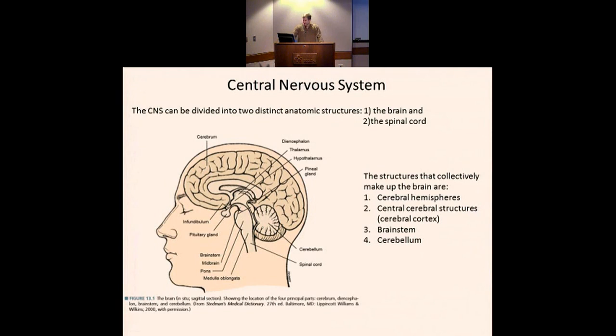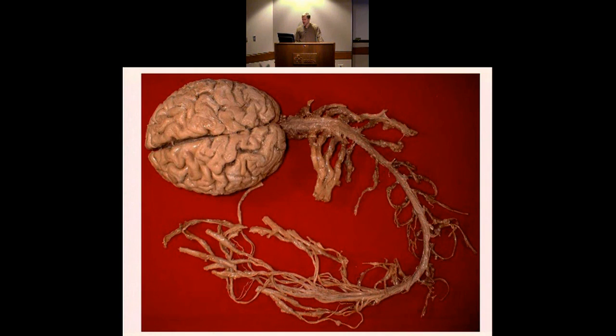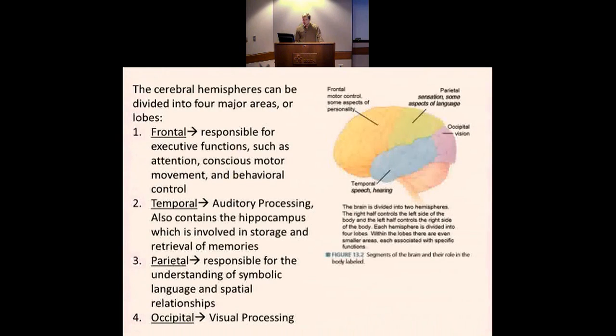Structures that make up your brain, I'll have better pictures here in a minute: cerebral hemispheres, your cerebral cortex, your brainstem, and your cerebellum. Here's a good one to know. Cerebral hemispheres can be divided into 4 major areas, and they're responsible for different things. Frontal, the area there in orange, is responsible for executive functions such as attention, conscious motor involvement, and behavior control. So with all this boring stuff, the frontal part of your brain may be having problems with your attention.